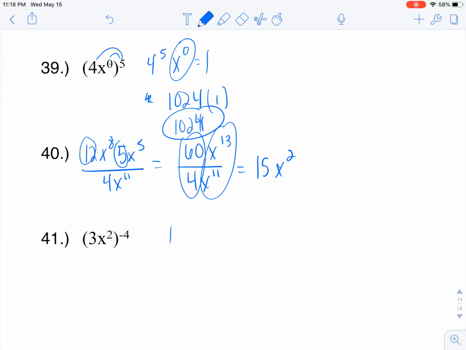To get rid of the negative, we put it on the bottom of our fraction. And now we're going to simplify. So we're going to distribute that 4. So 3 to the 4th, in one of the other problems we found, was 81. And then power to a power, you multiply. So 1 over 81x to the 8th. All right, on to the next.